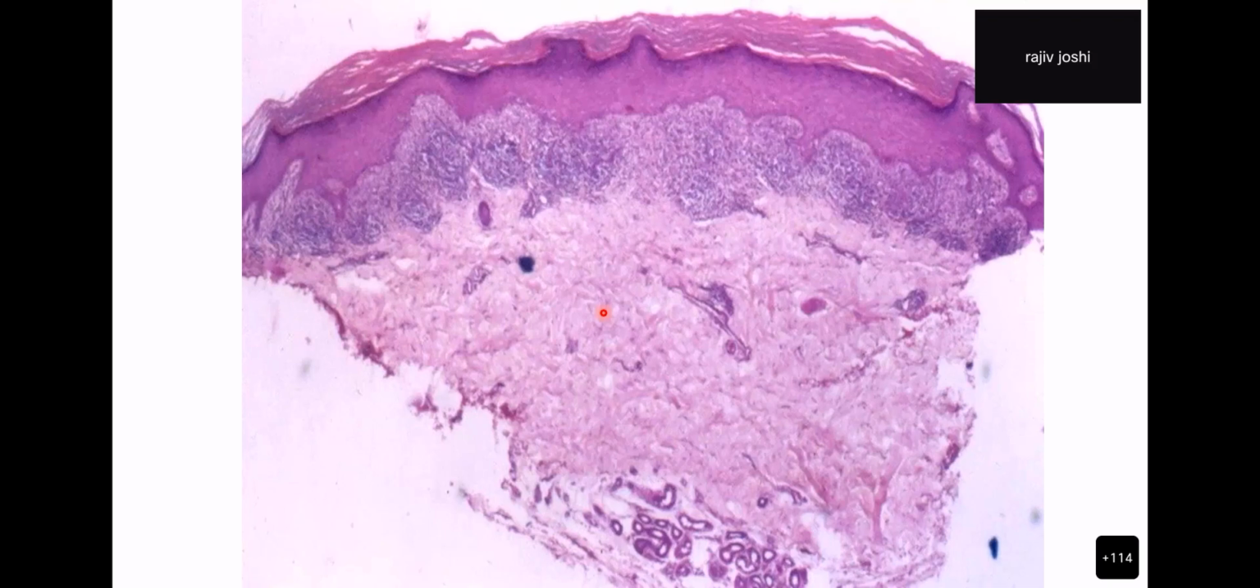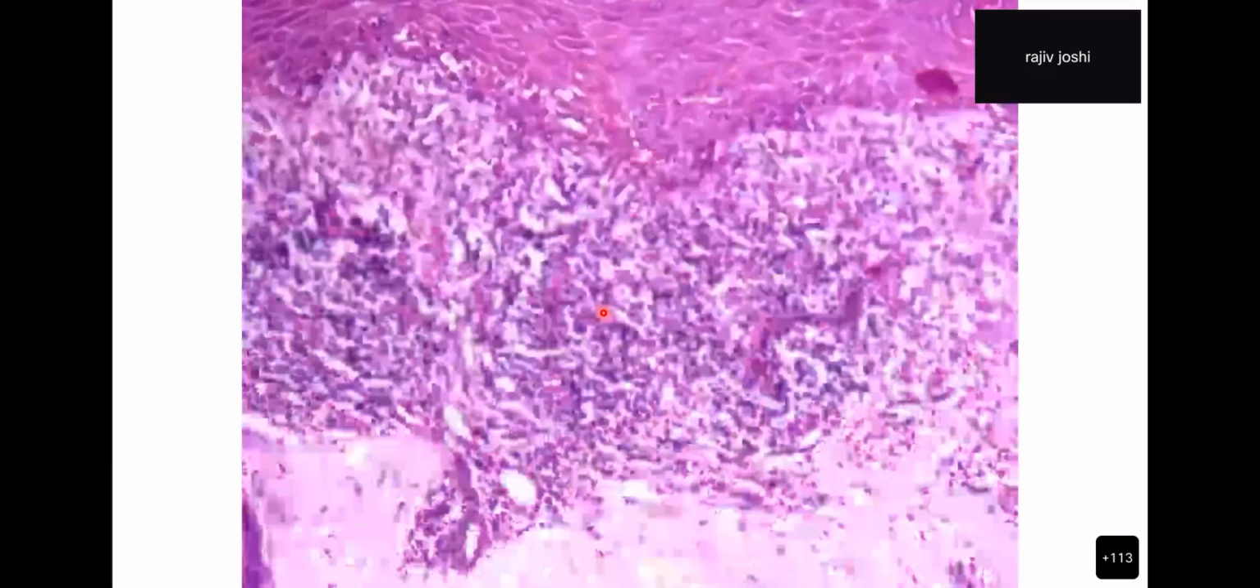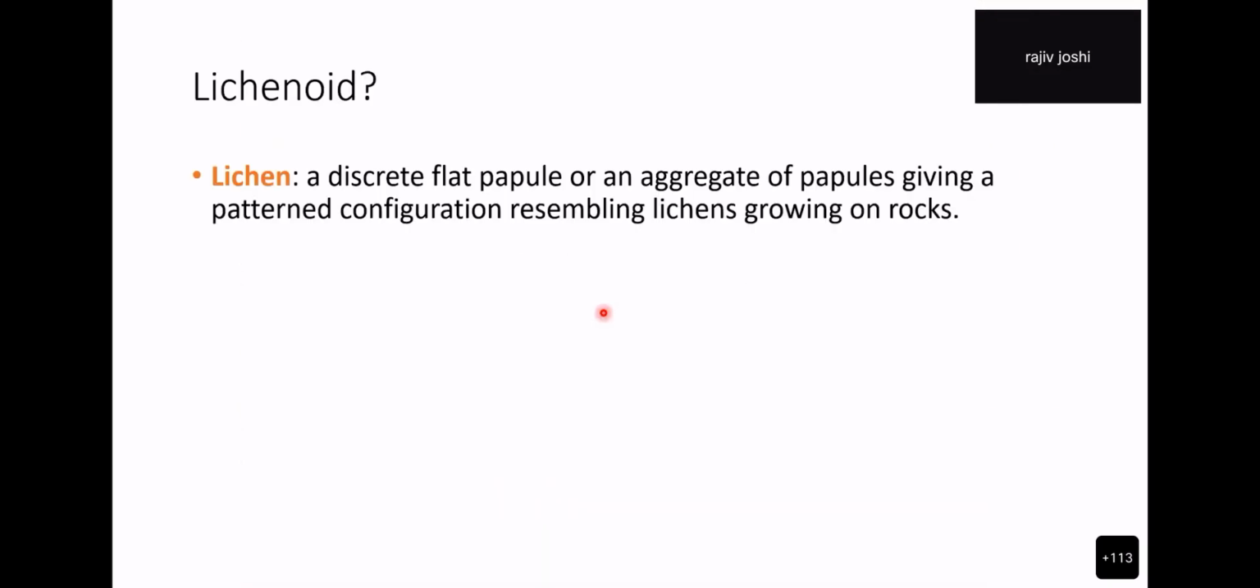Here you hardly see any melanophages, and that is why it's not known as ashy dermatosis. A lot of pigment in the papillary dermis gives rise to the ashy gray color of the skin because of a Tyndall effect. So this is lichen planus, and the pattern is lichenoid interface.